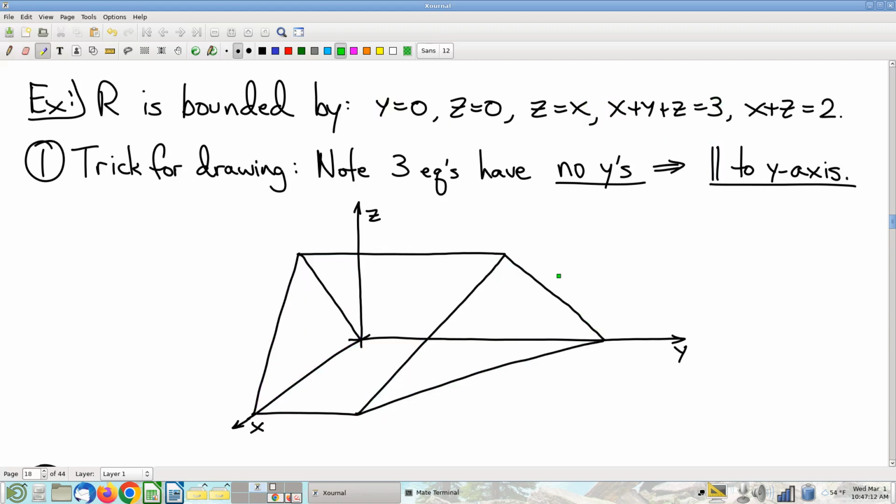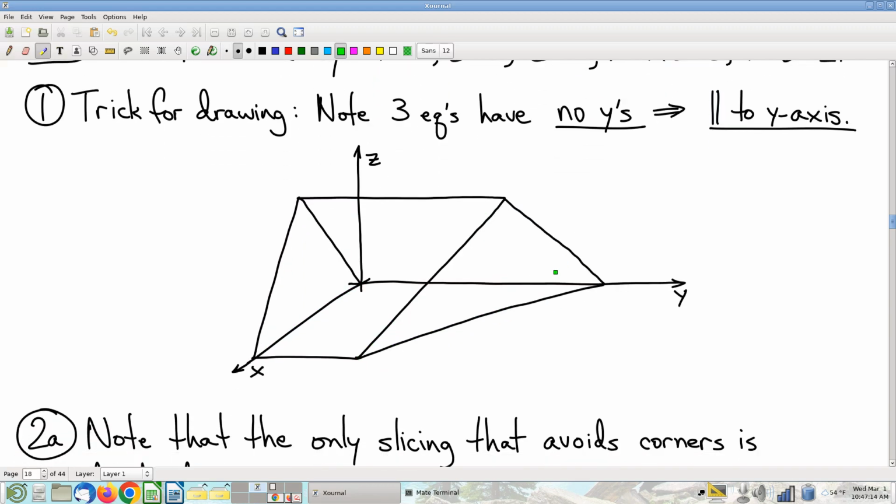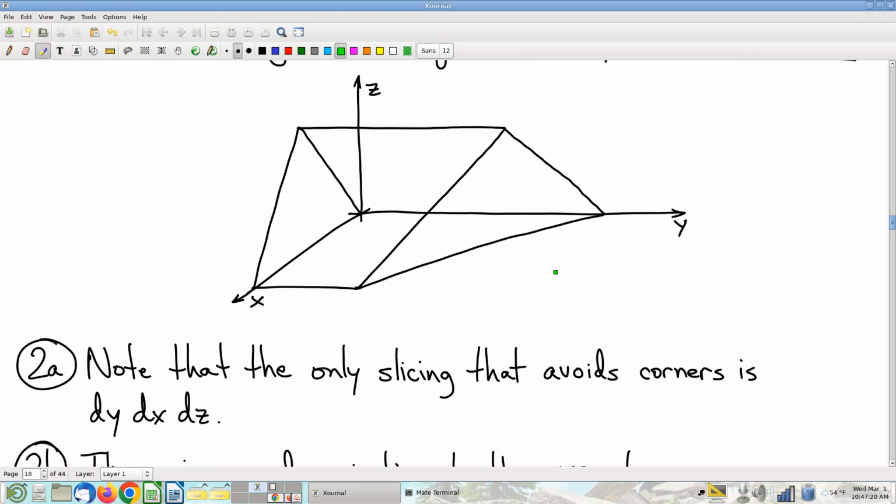Okay, and now it's all over but the details. You can proceed in either of 2 possible ways. I'll point out first that the only slicing that doesn't slice through corners is this one. And there's 5 different options, and I encourage you to go through and attempt to slice this solid in the other 5 orders. You will slice through corners.